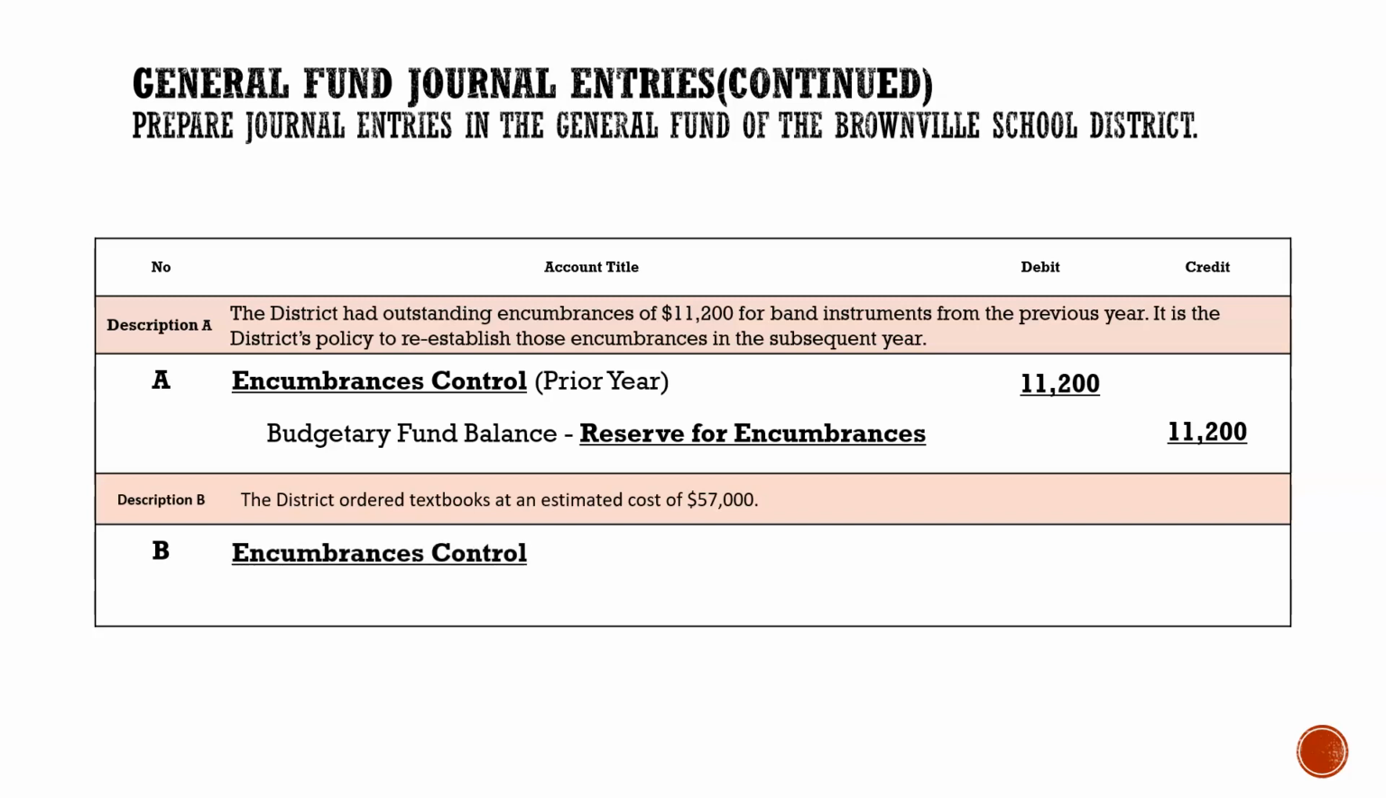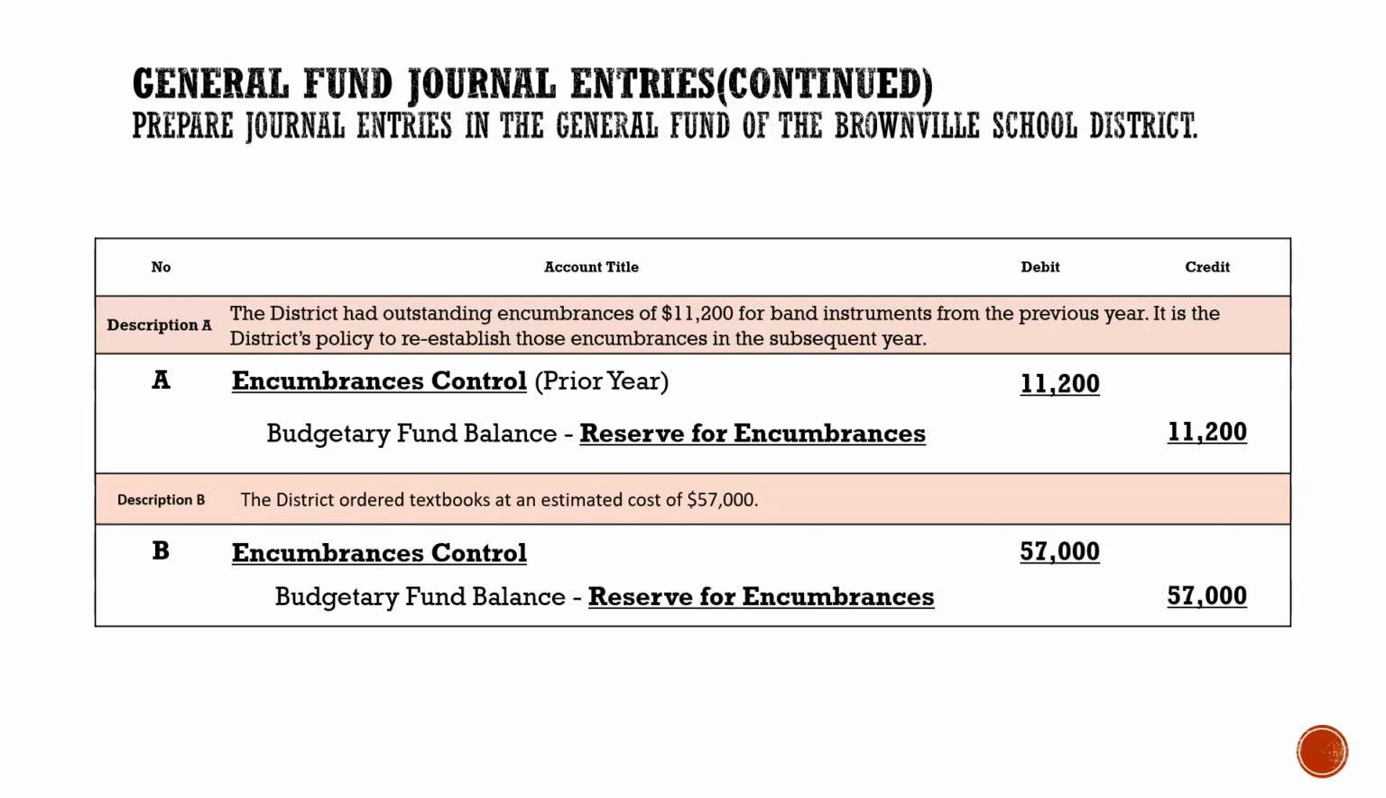So we're going to simply debit encumbrances control. Now, this is the control account, obviously, so this is going to be the general ledger level account. You could have encumbrances for textbooks, and that would be part of your subsidiary ledger, right? So we're going to record that for $57,000. We are also going to credit that budgetary fund balance reserved for encumbrances account. We're going to increase that for $57,000.